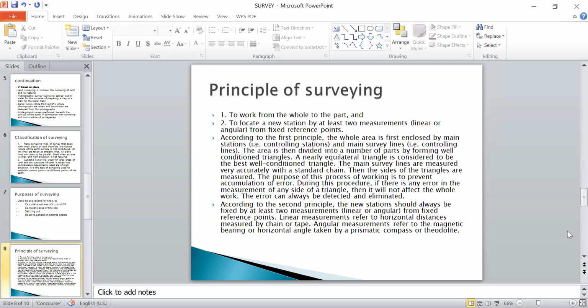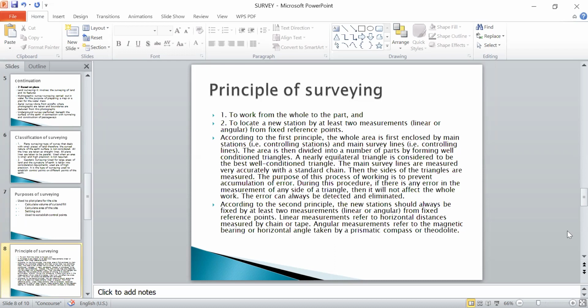A nearly equilateral triangle is considered to be the best well-conditioned triangle, and the main survey lines are measured very accurately with the standard chain. Then the sides of the triangle are measured.